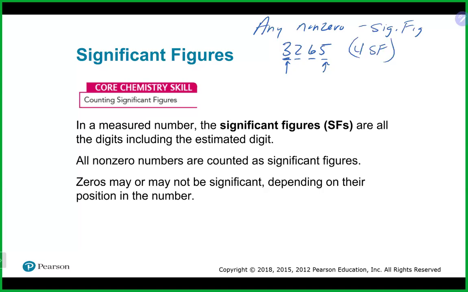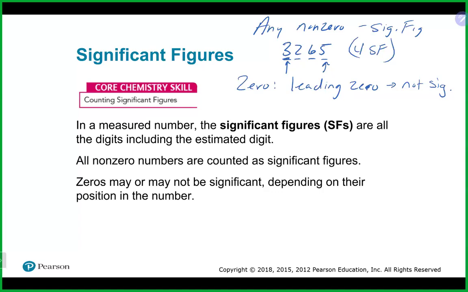All right, so let's get into zeros. And zeros is really the thing that gives people sometimes a hard time. So there are 3 types of zeros. The first one are referred to as leading zeros. Those are not significant. So leading zeros are not significant.